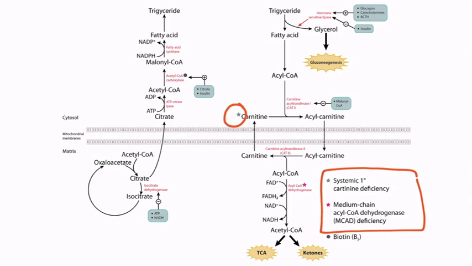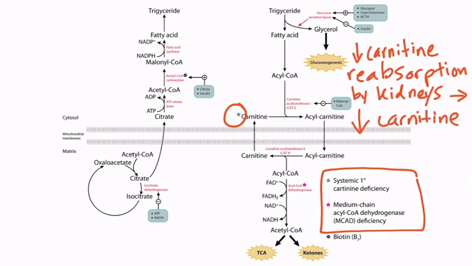Carnitine is normally reabsorbed by the kidneys, but a similar transport protein that allows carnitine to enter the mitochondrial matrix is also defective in the kidneys. This means the carnitine is lost in the urine, resulting in low levels of carnitine. So decreased carnitine reabsorption by the kidneys results in decreased carnitine. Because carnitine is low, acylcarnitine will not be formed either, resulting in low levels of acylcarnitine. If acylcarnitine is unable to enter the mitochondrial matrix, then beta oxidation is impaired, resulting in low levels of acetyl-CoA.